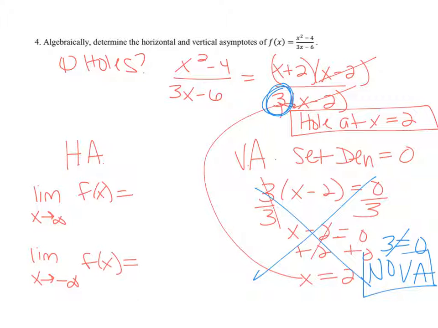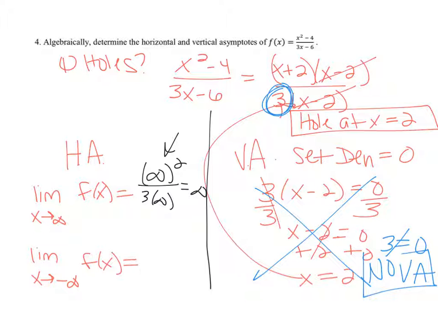So what I know right now is that there's a hole at x equals 2 on this graph and there is no vertical asymptote. But what I do need to take care of now is my horizontal asymptote. If I plug infinity into this graph, I'm going to look at the highest power on the top and the bottom. So I end up getting infinity squared over 3 times infinity. That's just going to be positive infinity, because both things are going to become positive. And the top is also bigger, so I know that I'm going to be growing faster on the top, meaning that I'm going towards infinity.